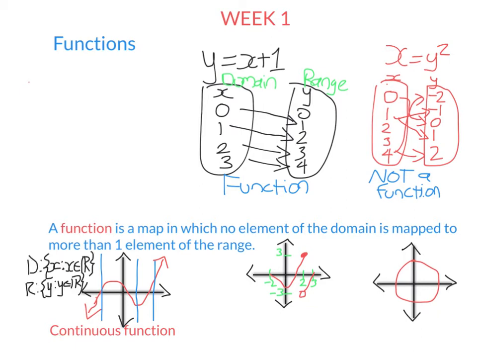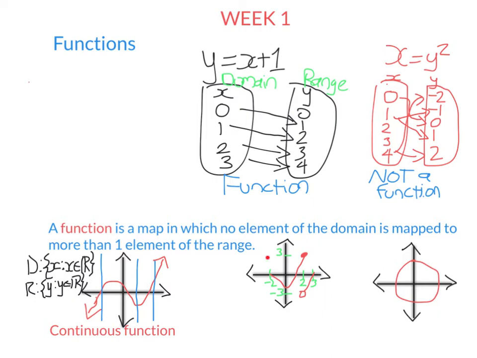So we write its domain like this. This is the shorthand way of saying x can take any value, x such that x is a real number, and similarly for the range, y such that y is a real number. This just means x can take any value, y can take any value. Domain is the set of values x can take, range is the set of values y can take.